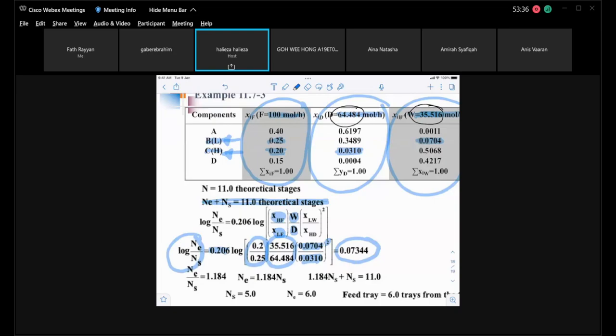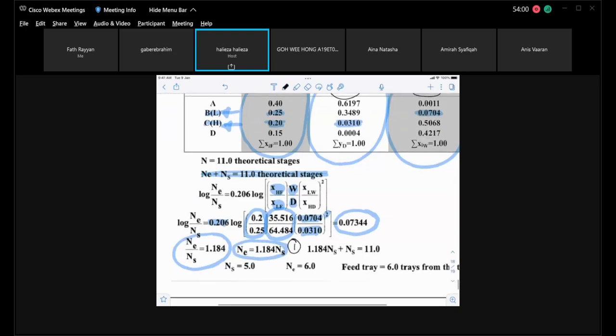So when you get the inverse of log, you will end up with this part of the equation. NE is equal to 1.184 times NS. I hope you know how to get the inverse of log or ln. I hope you are familiar with the calculator on how to get the inverse. So now you already managed to get this as your first equation.